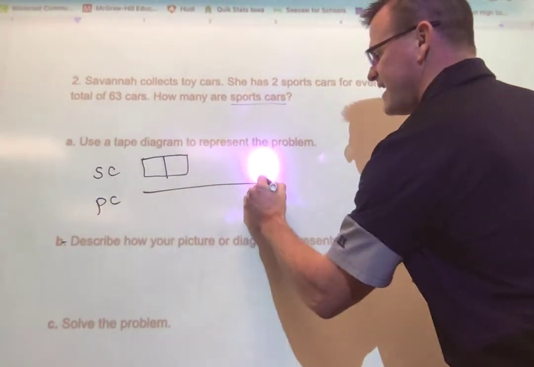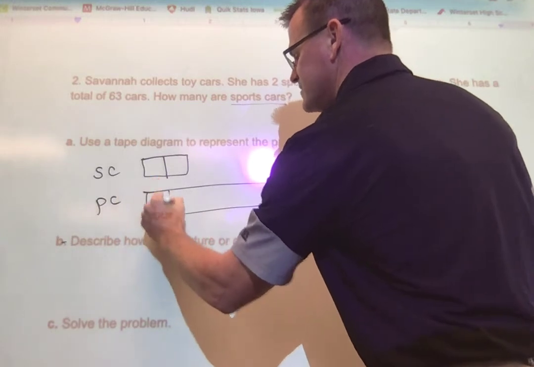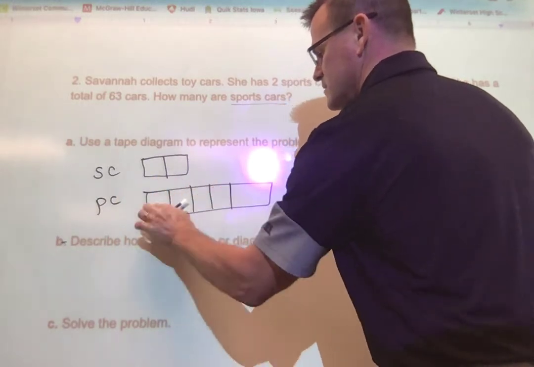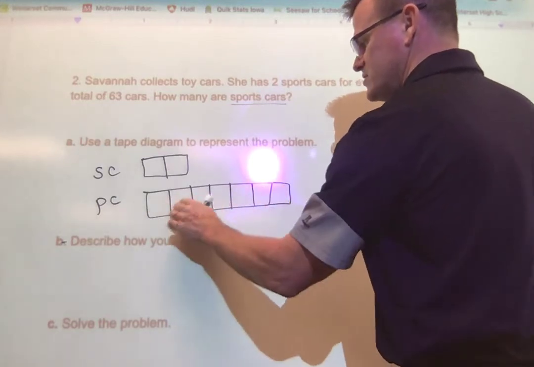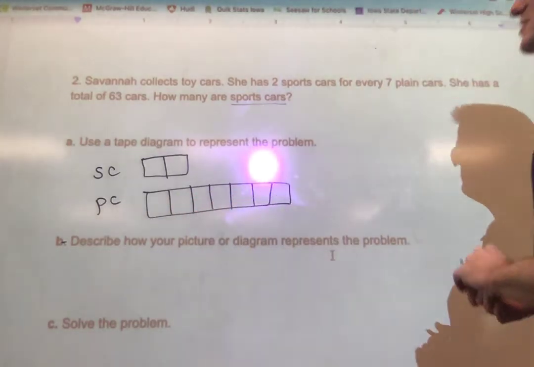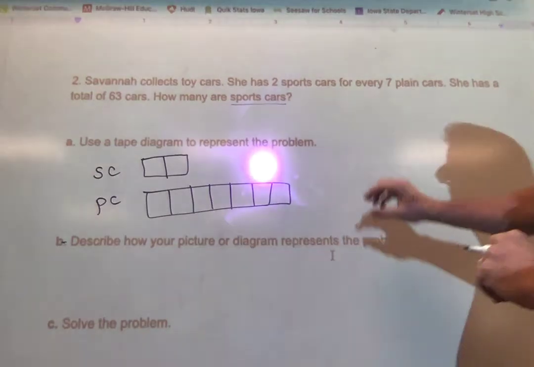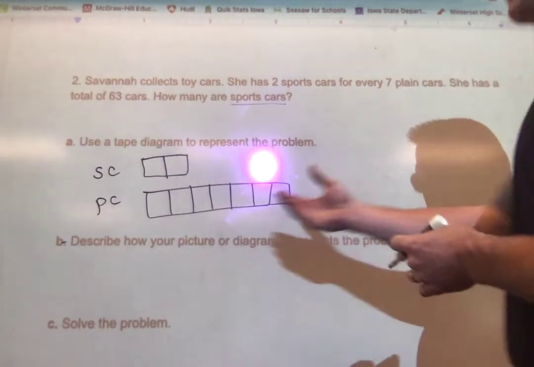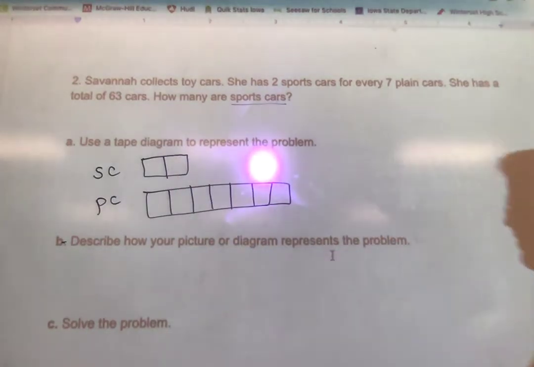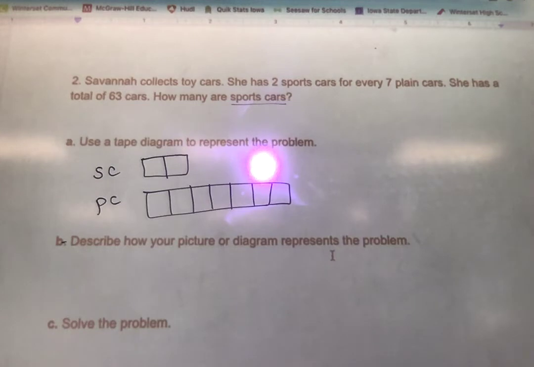And now I need 7. And I'll make it like tape. So there's 2, and 1, 2, 3, 4, 5, 6, 7. So for every 2 sports cars, we have 7 plain cars. Okay, and again, they look like pieces of tape, like Scotch tape parts possibly. And so that's why we call them a tape diagram. All right, so we've got a ratio of 2-to-7.